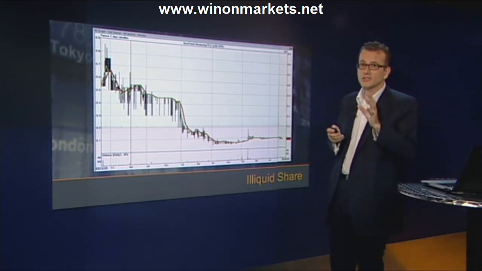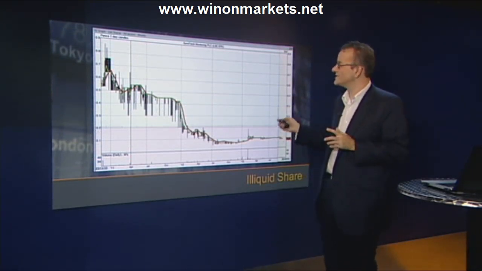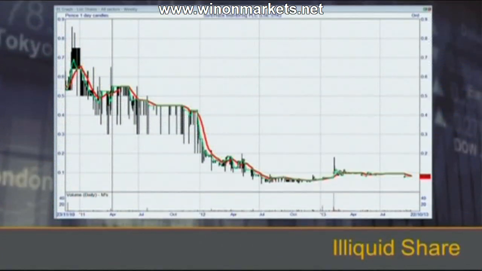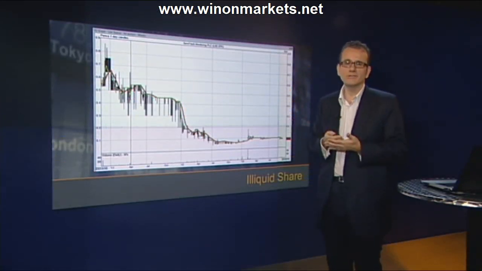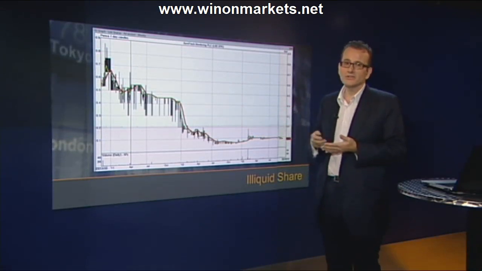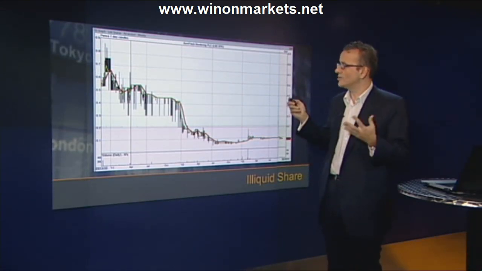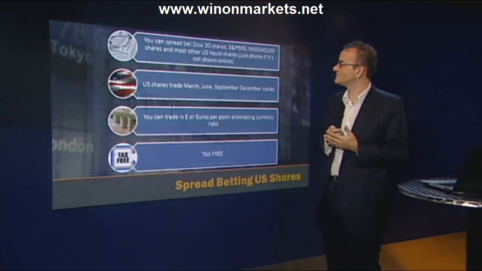Now, this is the sort of stock you don't want to trade using my system, because it's illiquid. If you see, it's quite boxy. So you can't really get a moving average or get a trend on a share which is relatively small and doesn't trade very often. And when I say share, there's certain bonds and other instruments. So when you see a chart that looks like this, it's not the sort of thing that you want to spread bet or trade, because it's just not liquid enough.